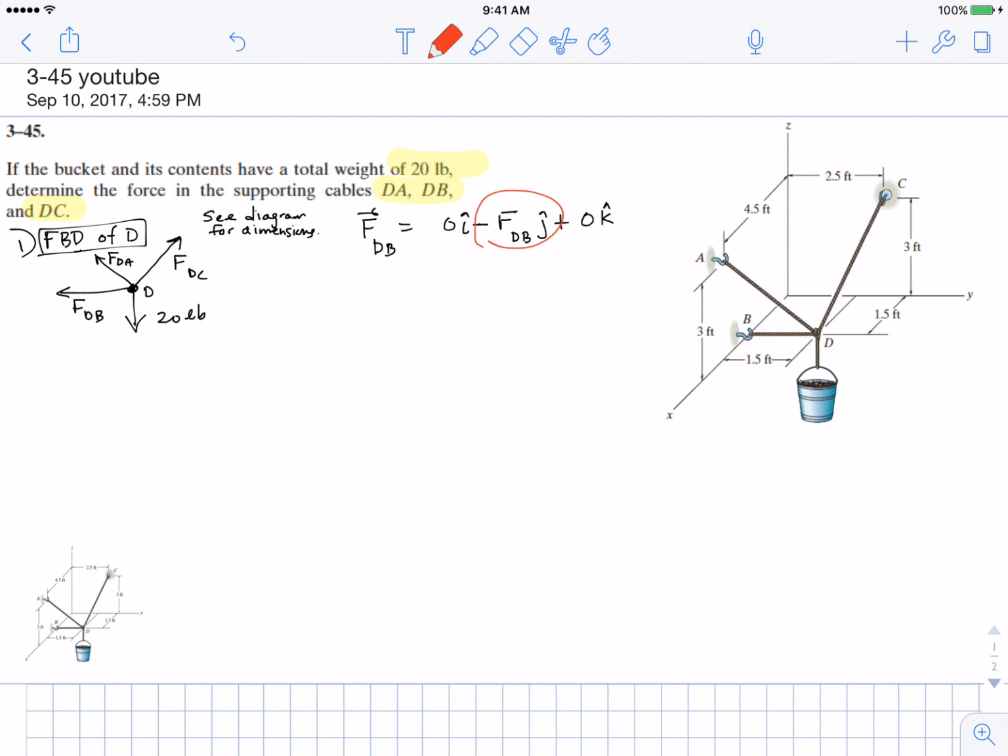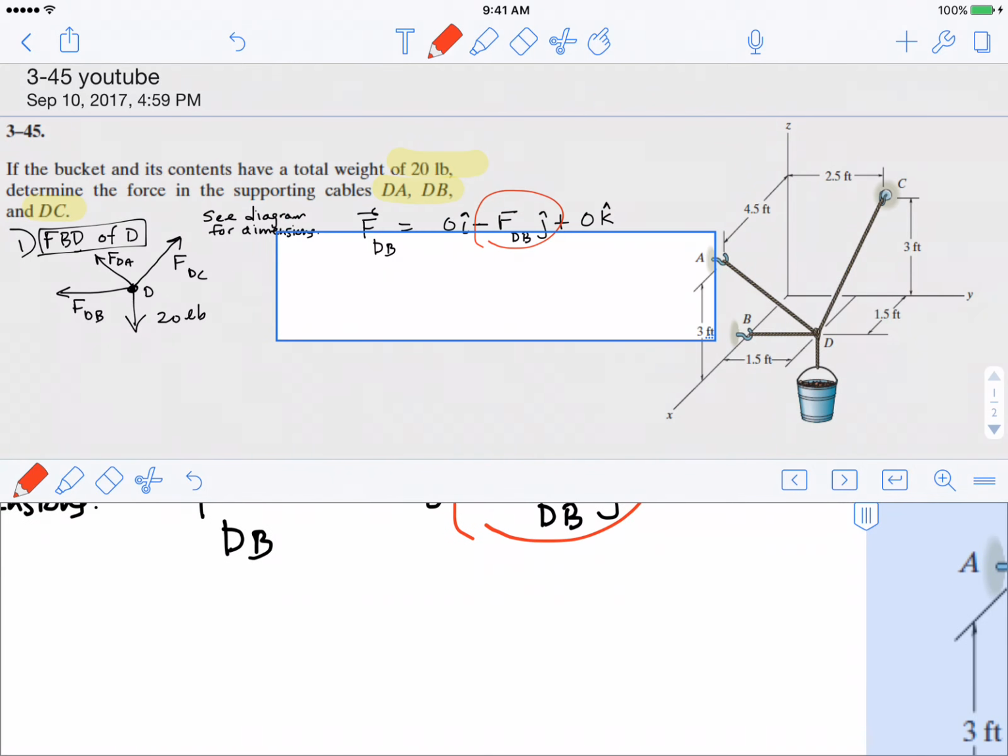Okay, next I would like to consider FDA, the force that takes us from D to A. And I would like to write that in full-on Cartesian coordinates. So the vector FDA is going to equal the magnitude of vector DA times, and we have a lot of things to write.